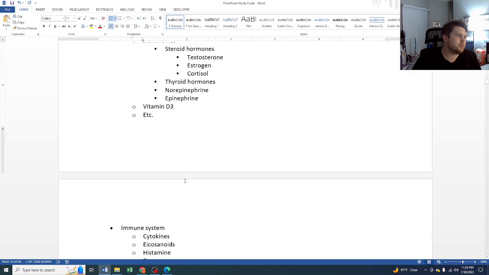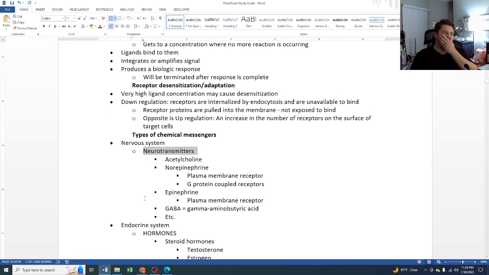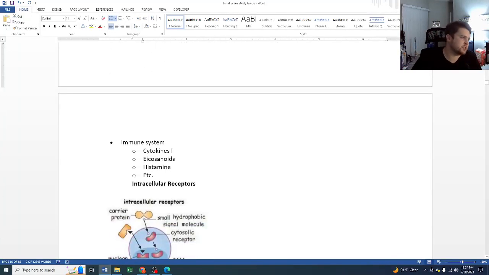The immune system also is going to have chemical messengers such as cytokines, eicosanoids, and histamine. These right here are a huge part of biochem too. Don't worry about them now, but these will come back next trimester.